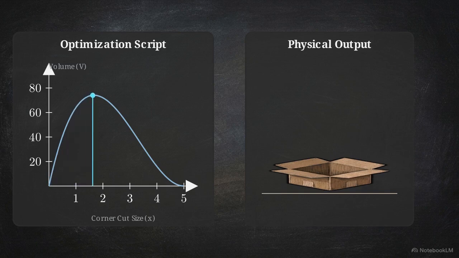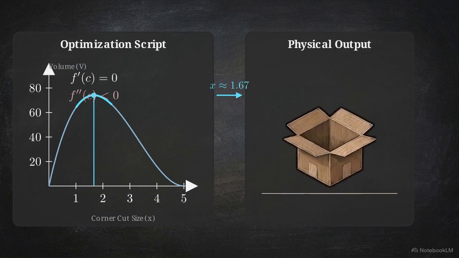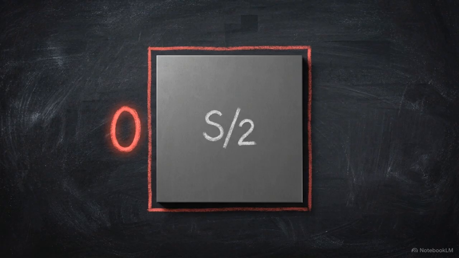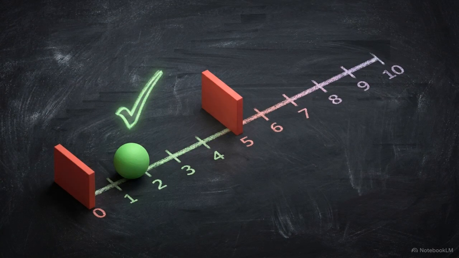stopping exactly at the peak where the derivative hits 0. It runs the second derivative test, checking concavity to confirm a true maximum. Finally, it outputs the optimal corner size, and the box snaps to its maximum volume. Because this physical object exists on a closed interval, meaning you cannot cut less than 0 or more than the sheet itself, the script also verifies these physical boundaries against our critical point.